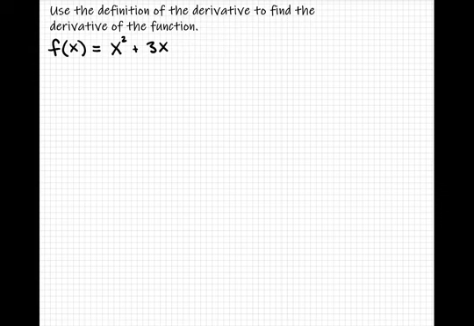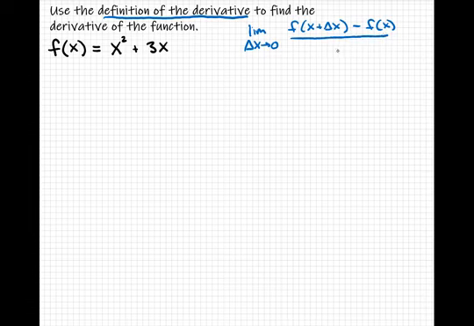Use the definition of the derivative to find the derivative of the function x squared plus 3x. Okay, let's start with the definition of the derivative. Our definition of the derivative is based on a limit: the limit as delta x goes to 0 of the difference quotient, f of x plus delta x minus f of x, all divided by delta x.